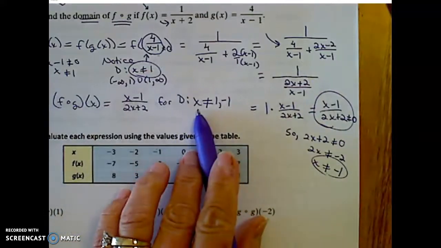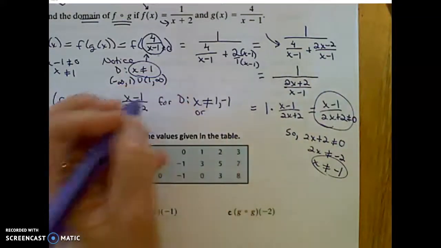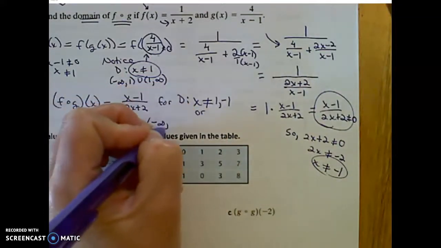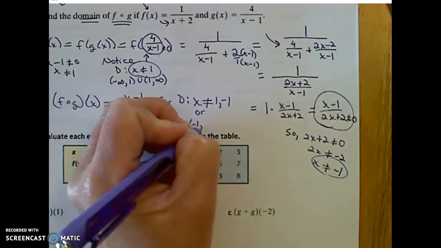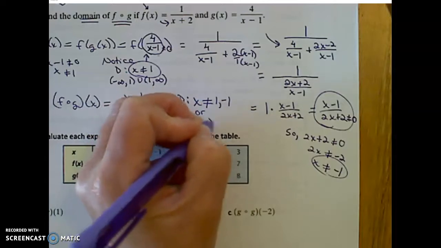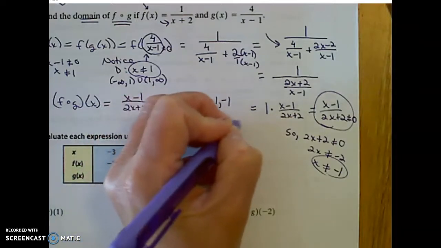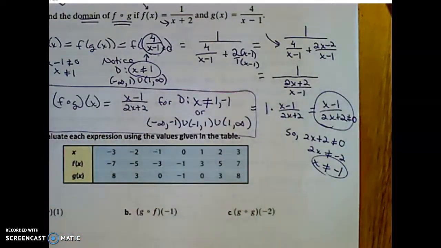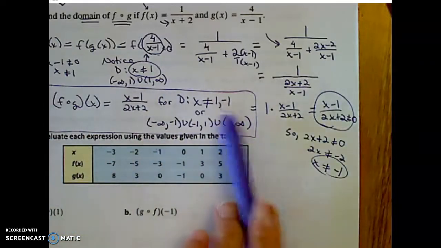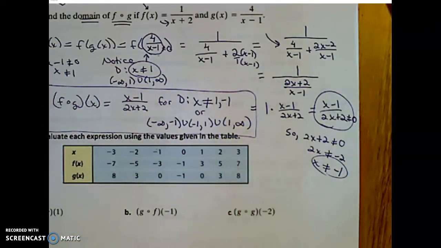I like writing my domain this way. Some of you will like writing the domain as negative infinity all the way up to negative 1, united with negative 1 all the way up to 1, united with 1 to infinity, because you're more familiar with that from Honors Math 1. All right, that's a complicated one. Don't worry too much. But it is good practice to kind of see that our domain does have restrictions in it at times.